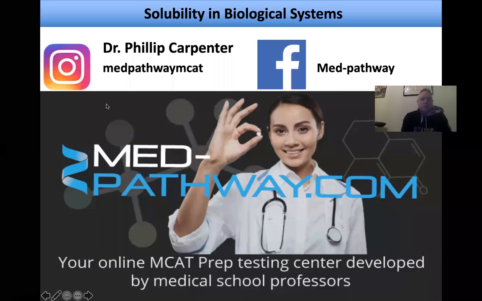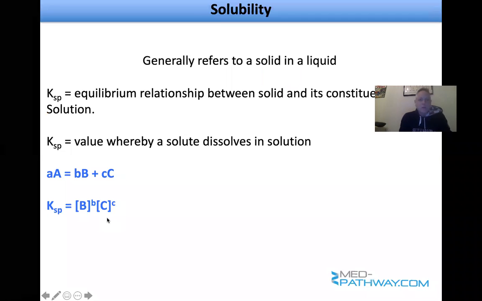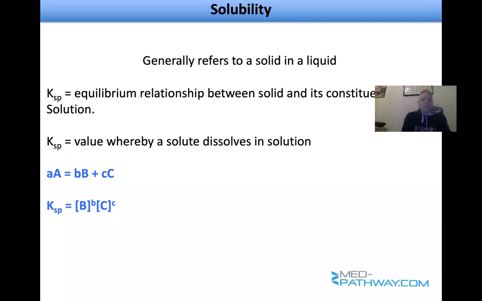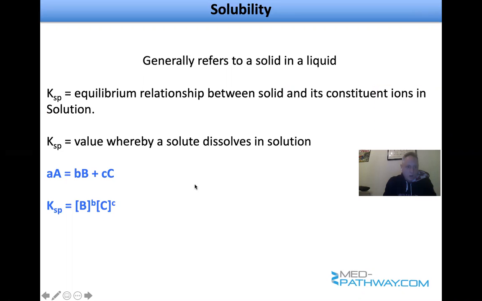So today we're going to look at solubility in biological systems. Lots to talk about with respect to that. So basically, solubility refers generally to a solid in a liquid, and there's a KSP. It's basically the equilibrium constant between a solid and its constituent ions in solution. And so it looks very similar to our traditional equilibrium constants. And so here's basically the equation.